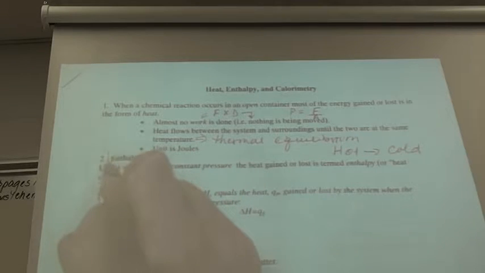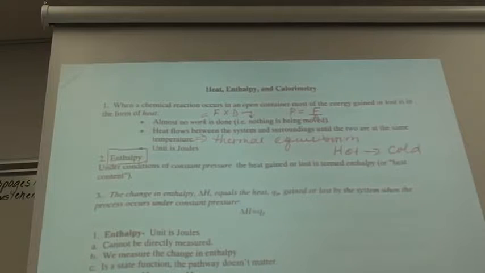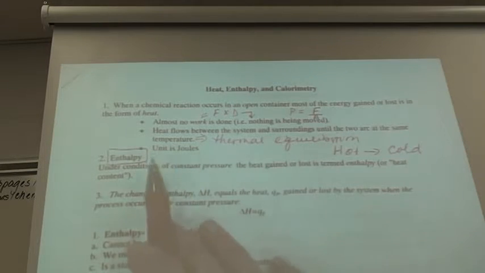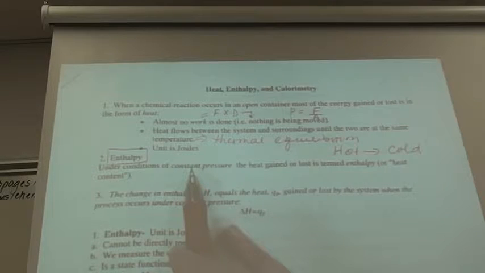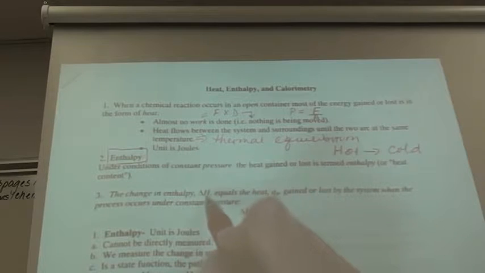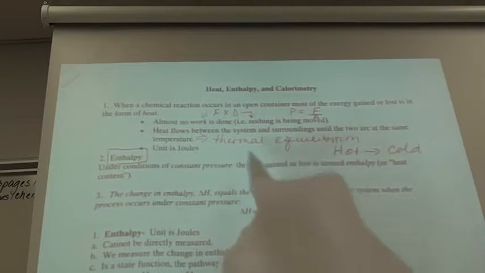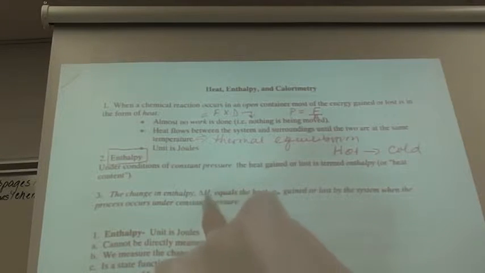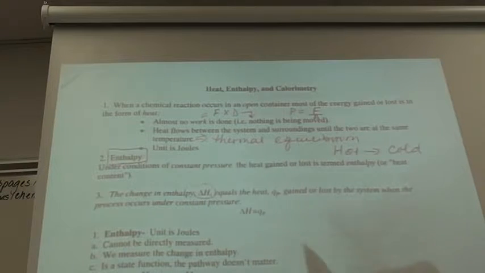Here is this new word for you that we are going to discuss. It is called enthalpy. Now, when we have constant pressure, that would be in an open container, the heat gained or lost by a chemical reaction is termed enthalpy, or heat content. The change in enthalpy, delta H, is equal to heat, which is Q. So we don't have to write enthalpy all the time, we have used the abbreviation delta H. So we don't have to write heat all the time, we have used the abbreviation Q. So when you have a constant pressure, the change in enthalpy equals heat.